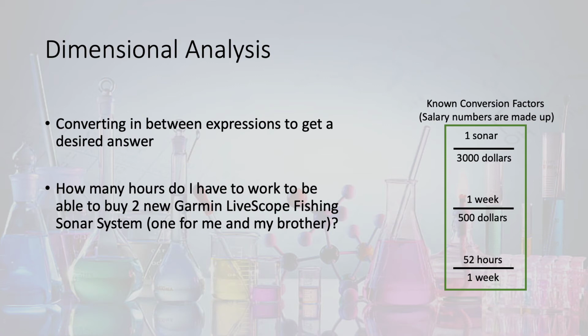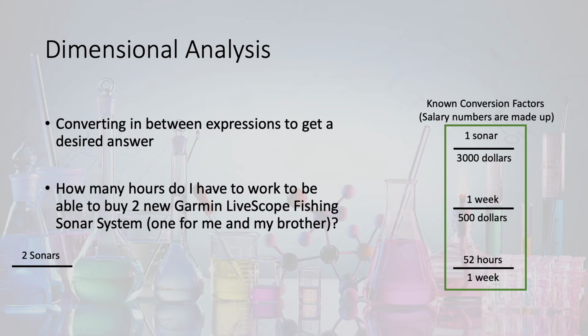With a complex problem like this, let's break it down and start with information we know. We are given several conversion factors on the right, such as 1 sonar costs $3,000. In the average week, I make $500. And in the average week, I work 52 hours. We know I want to purchase 2 sonars, so let's start there. We are given a conversion factor that 1 sonar costs $3,000.